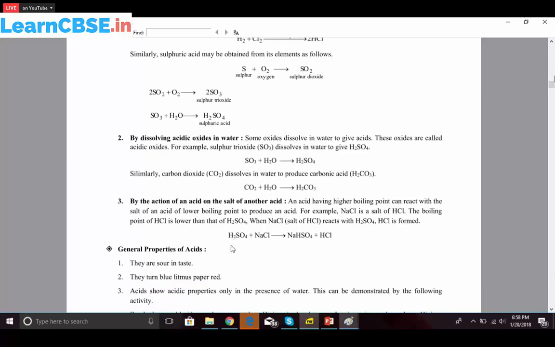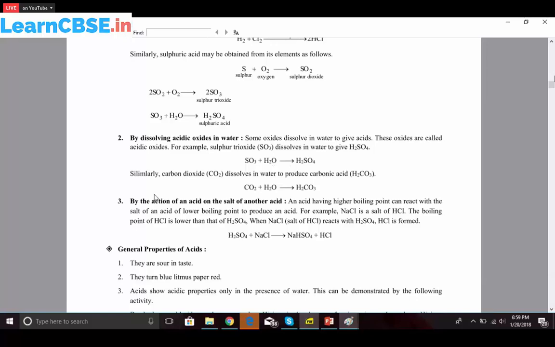Then the next method is dissolving acidic oxides in water. Acidic oxides, in the sense, are non-metallic oxides, which we generally call acidic oxides, because when non-metallic oxides dissolve in water, we will get an acid. That's why the non-metallic oxides are acidic oxides. For example, SO3. S is the non-metal which combines with oxygen, so this is a non-metallic oxide. When we dissolve it in water, we will get H2SO4, which is nothing but sulfuric acid.